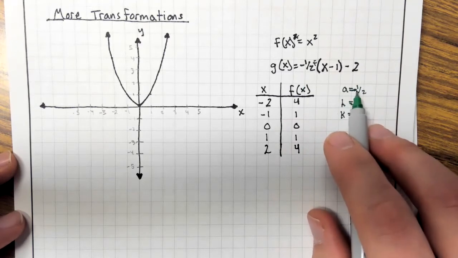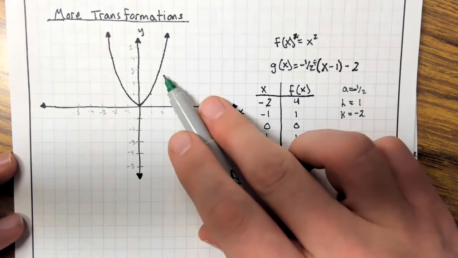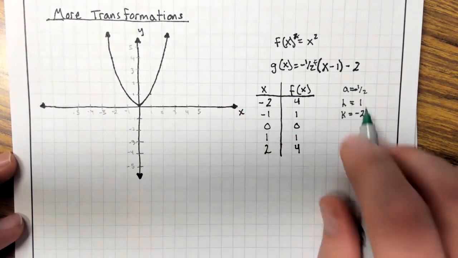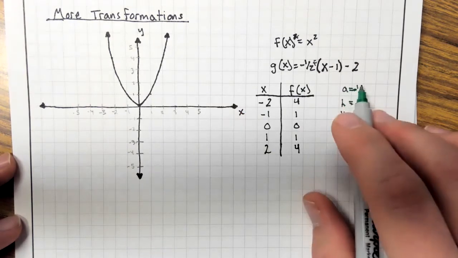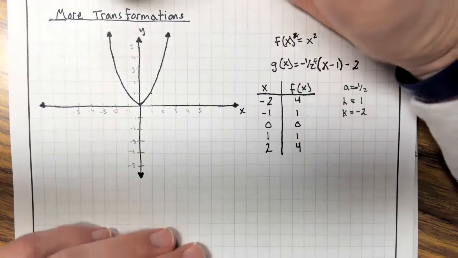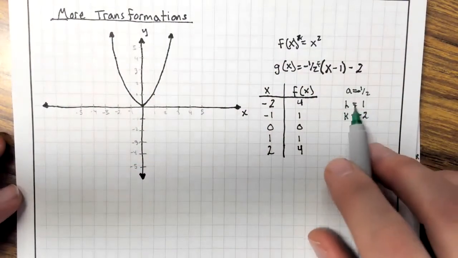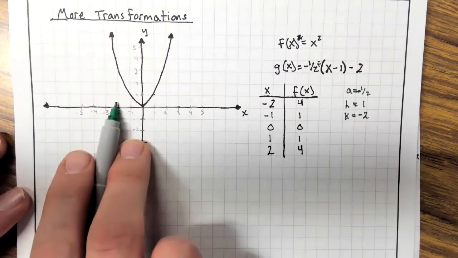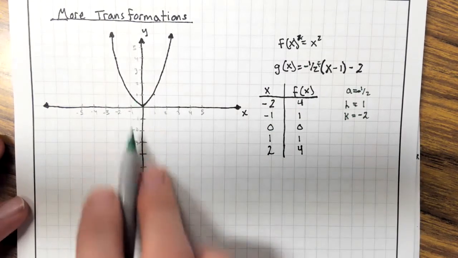We should be able to tell just by reading the function rule that since a is -0.5, or -1/2, our function is going to reflect. It's going to face downward, and it's also going to shrink vertically. It's going to compress in this direction. It's like we're smashing it this way. The h value of +1 means everything's going to shift to the right 1 unit, and the k value of -2 means everything's going to shift down 2 units.